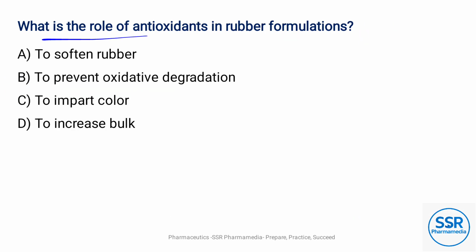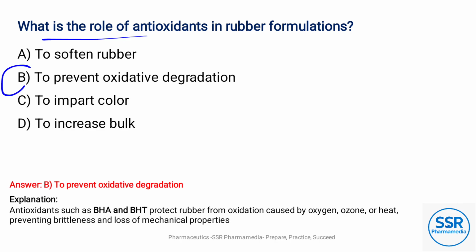What is the role of antioxidants in rubber formulations? Option B, to prevent oxidative degradation. Antioxidants such as BHA and BHT protect rubber from oxidation caused by oxygen, ozone or heat, preventing brittleness and loss of mechanical properties.